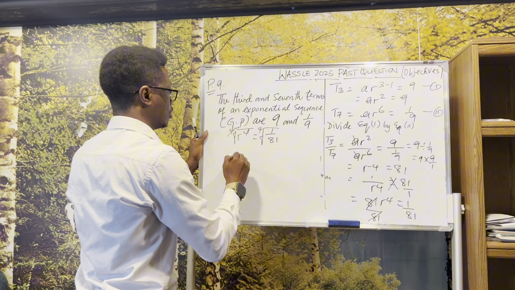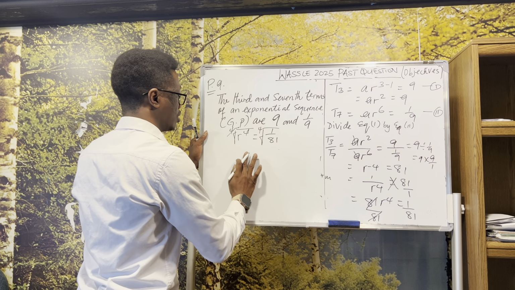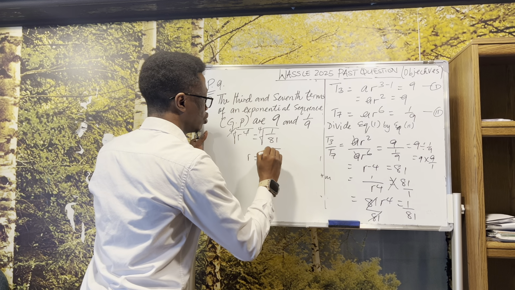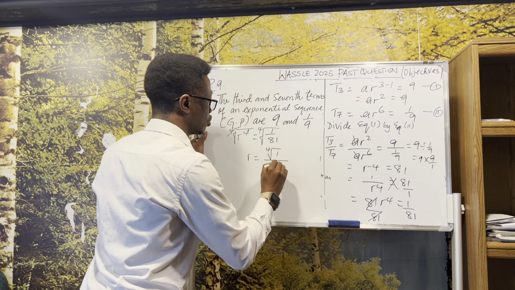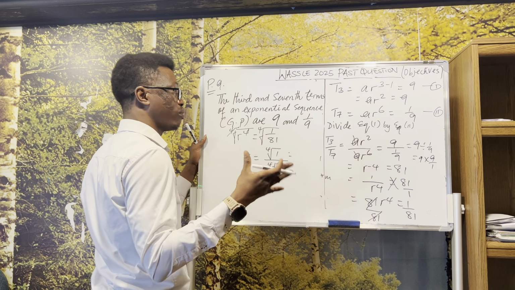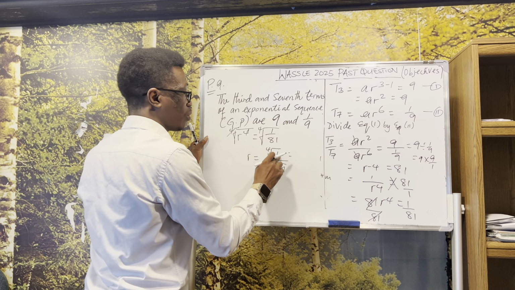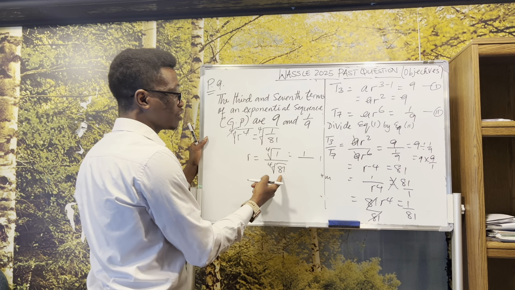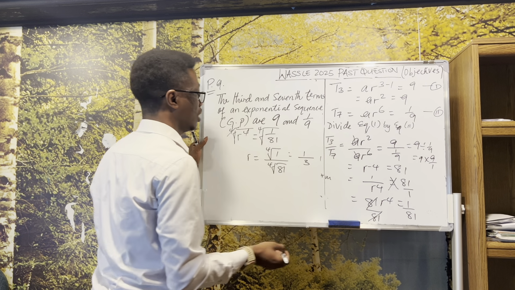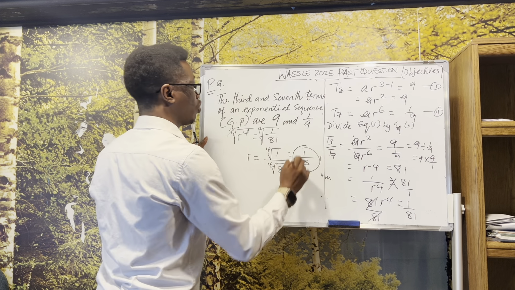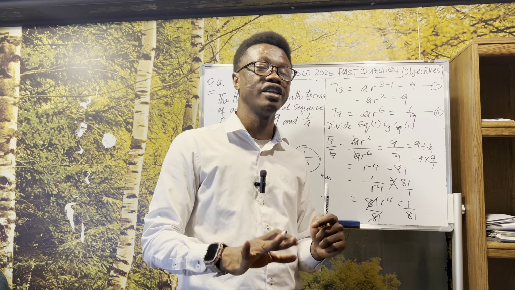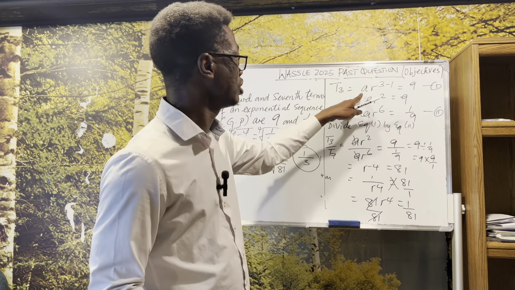So this and this cancel. We are left with r, which is the common ratio, equals the fourth root of 1 divided by the fourth root of 81. What number can you multiply by itself 4 times to get 1? That is 1. What number multiplied 4 times gives 81? That's 3. So therefore your r is 1 over 3. But this r is just the common ratio. We are asked to find the first term, which is a.